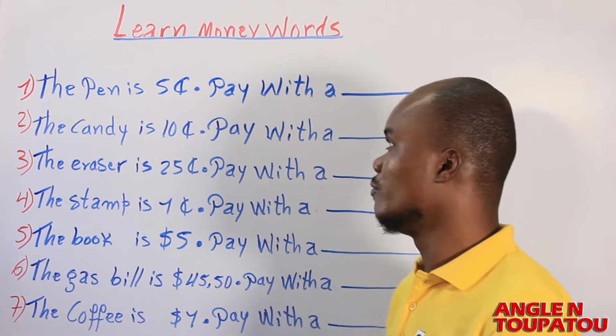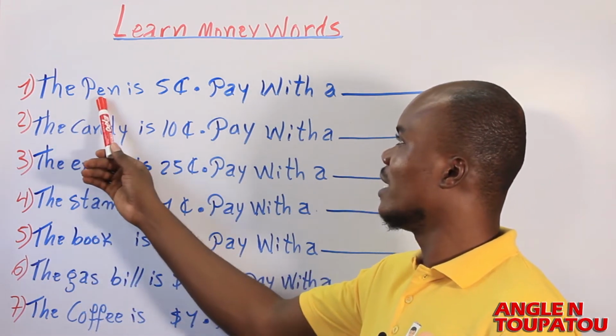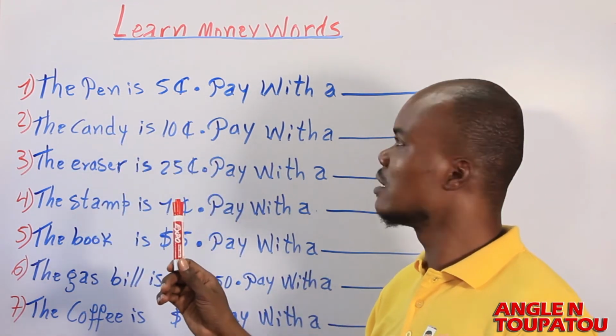Let's see the first one. The first one says, the pen is 5 cents. Pay with a.